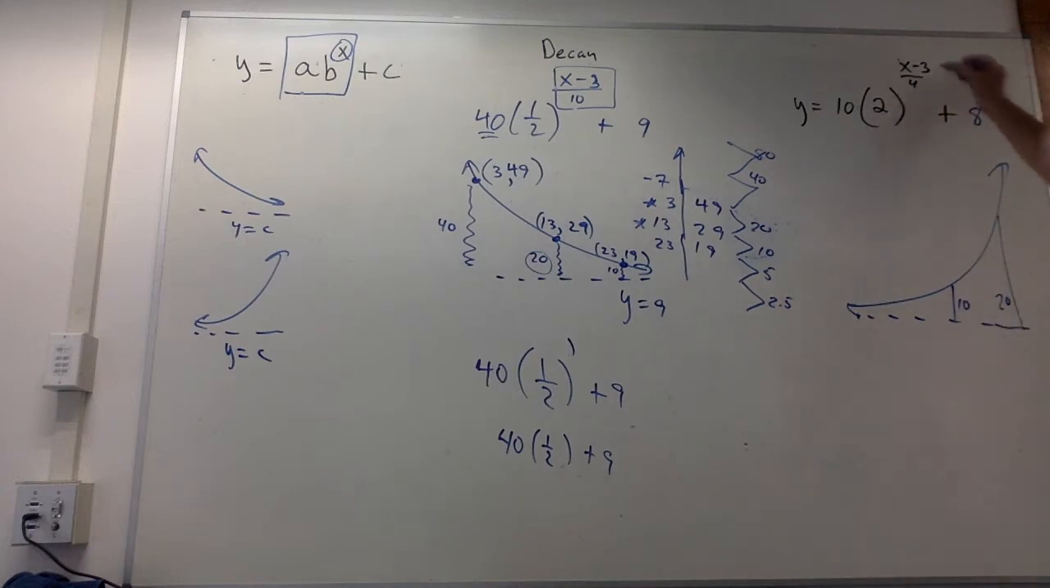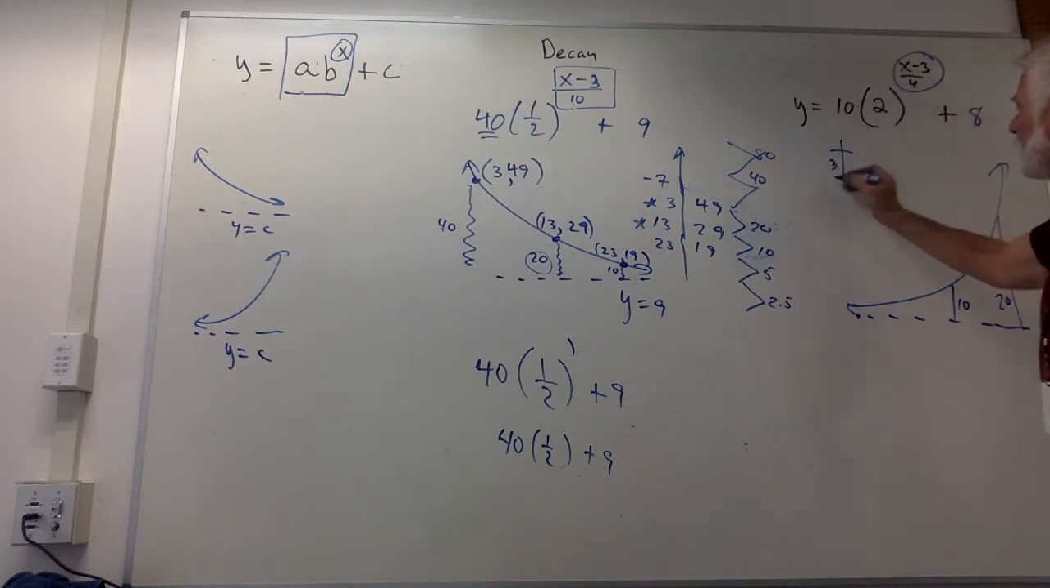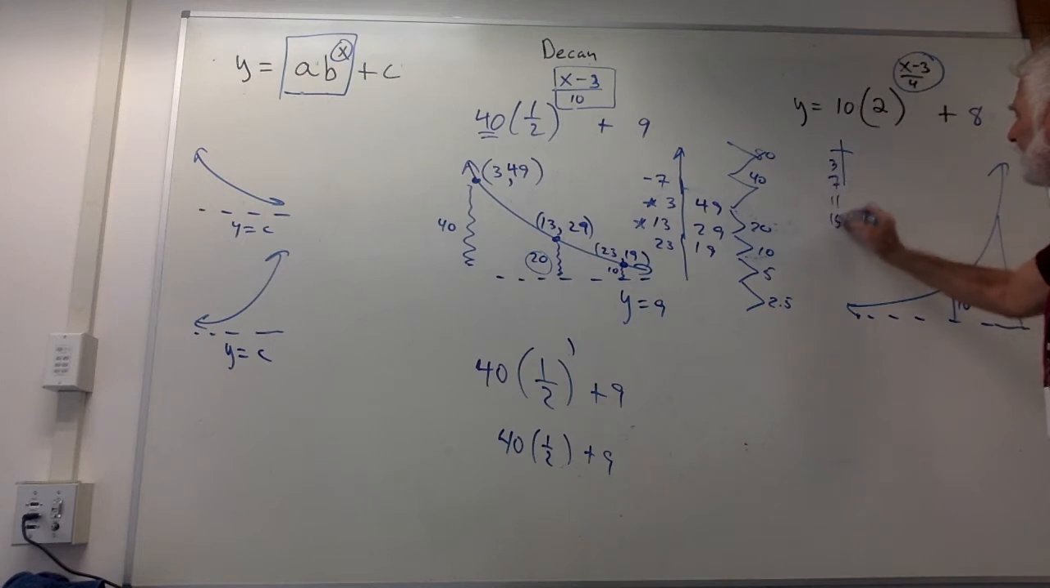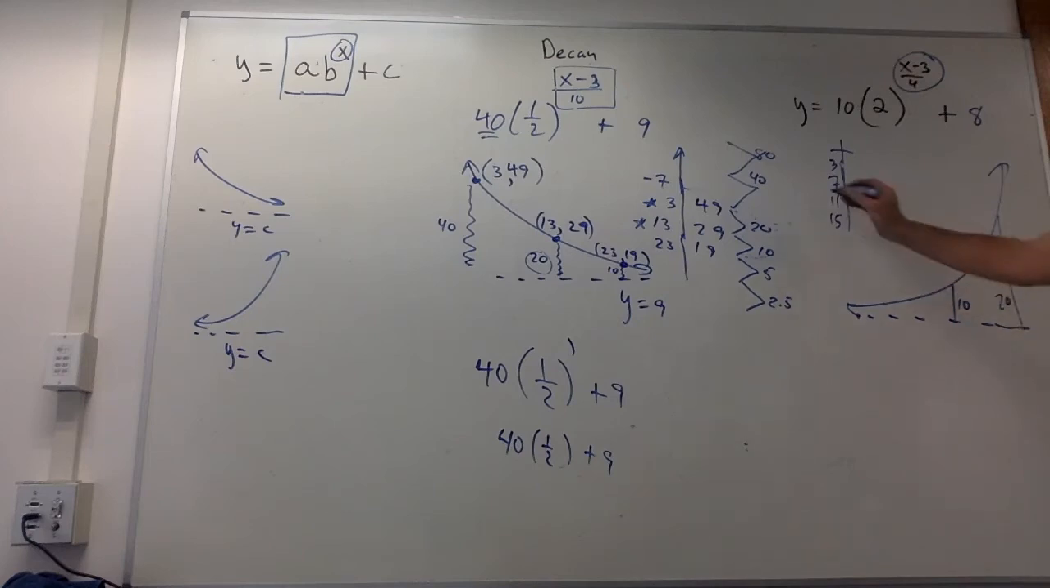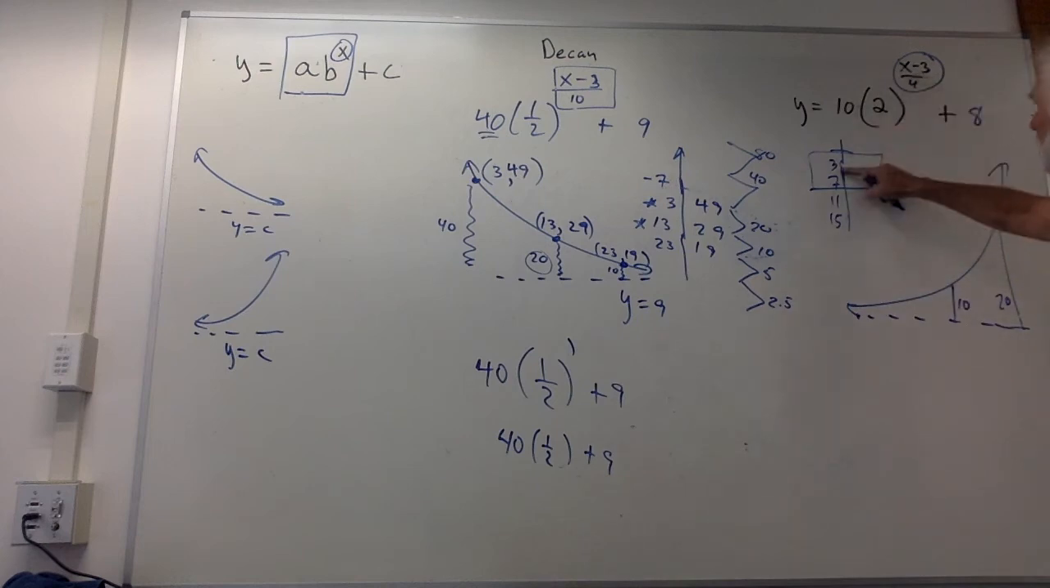So what numbers? I think I'm looking at table values of 3 and 7. 3 and 7 and 11 and 15. I think those are all going to be pretty friendly numbers to me. In fact, I might do them all. All you need to do is the first 2. So what makes a 0? 3. So that gives me 2 to the 0, which is 1 times 10 is 20 plus 8.